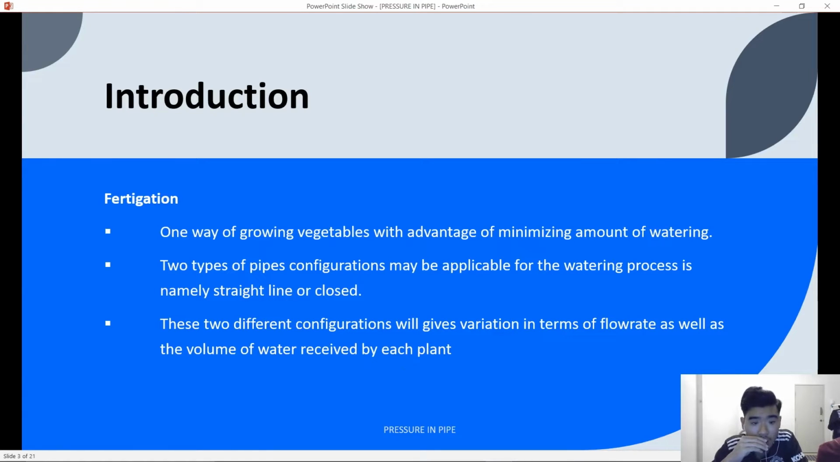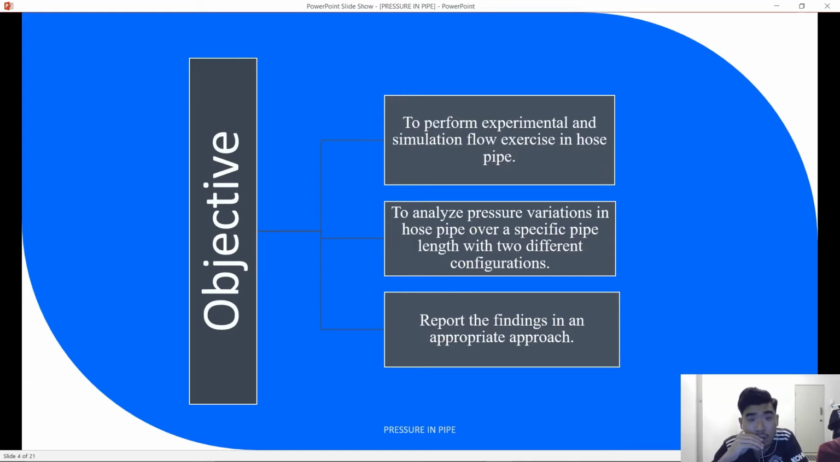Fertigation is one way of growing vegetables with the advantage of minimizing the amount of watering. Two types of pipe configurations may be applicable for the watering process, namely straight line or closed. These two different configurations will give variation in terms of flow rate as well as the volume of water received by each plant.